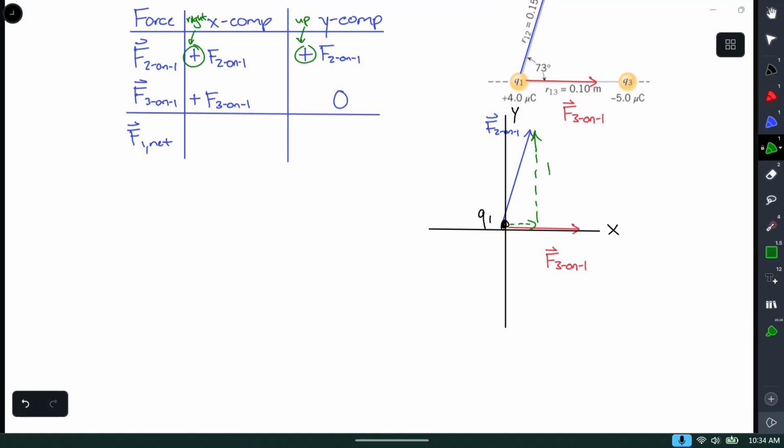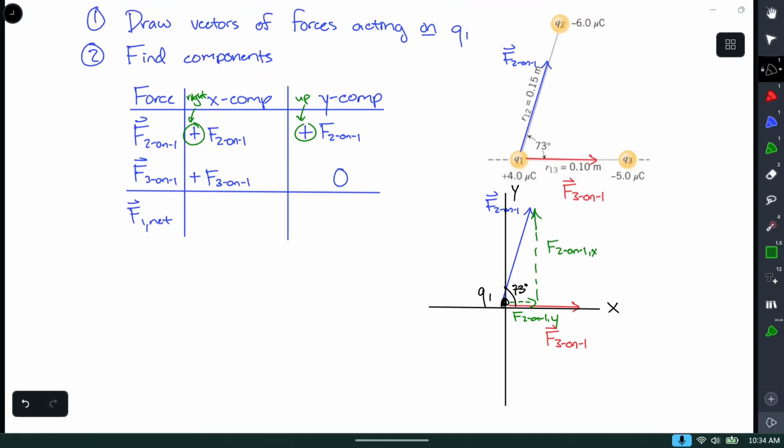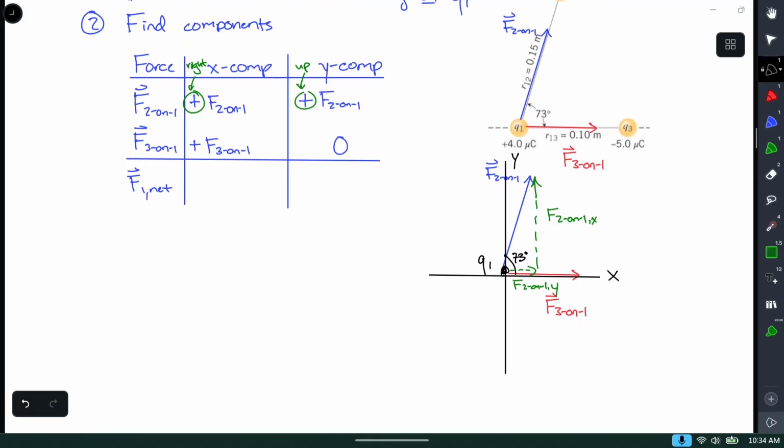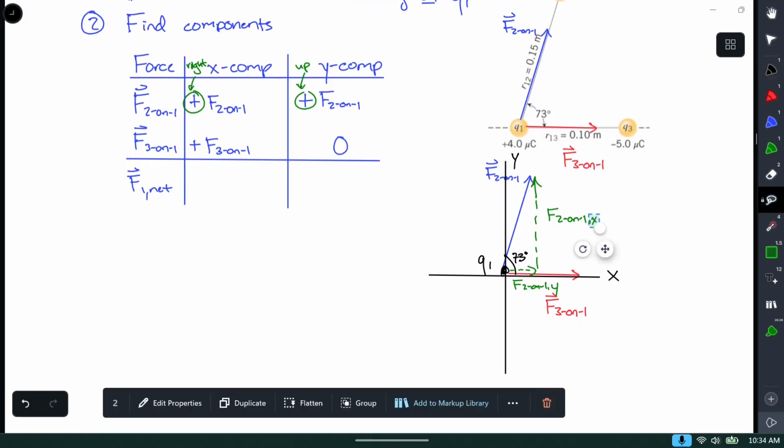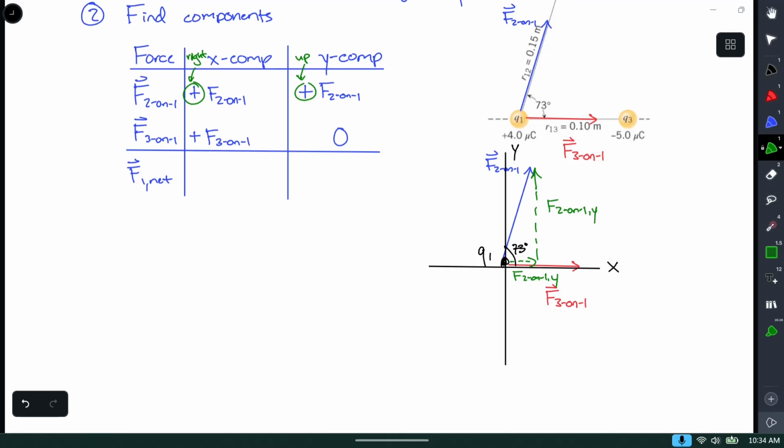and up or down to get from one end of the vector to the other. So this is F2 on 1x and F2 on 1y. And then this angle from the picture up above is 73 degrees. So for F2 on 1x, should I use... Oh my goodness, no, that's a stupid mistake. This is the y component because it points in the y direction. This is an x component because it points in the x direction.